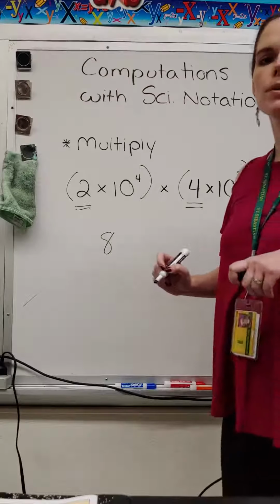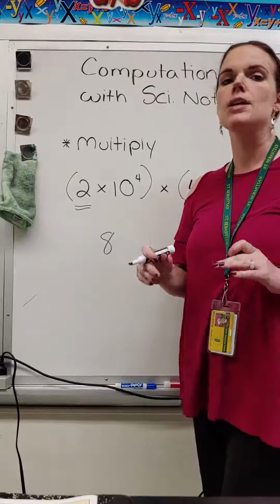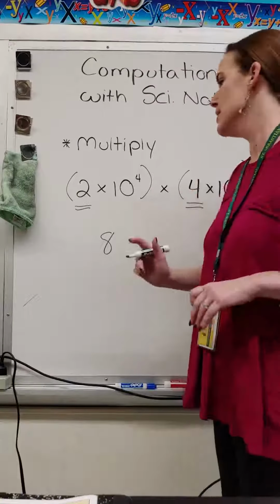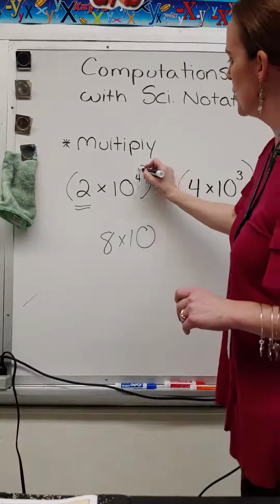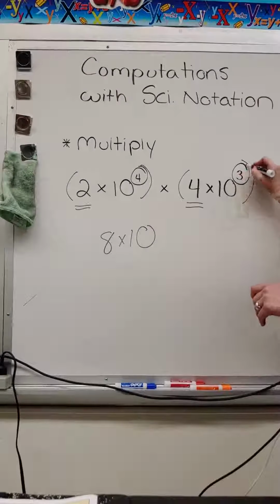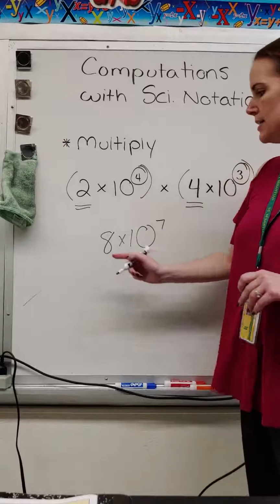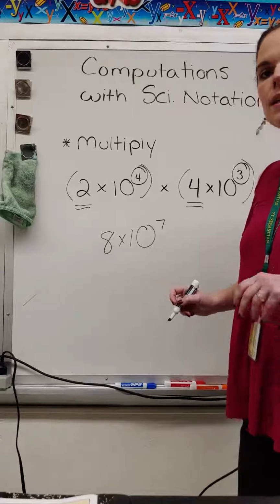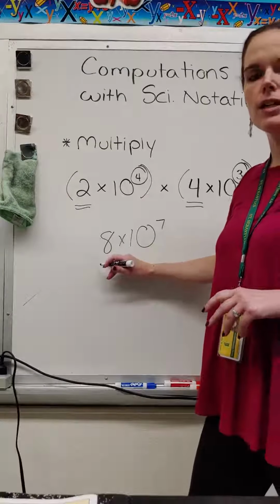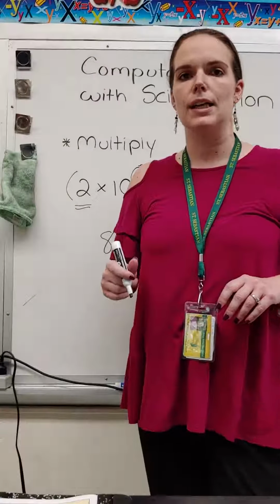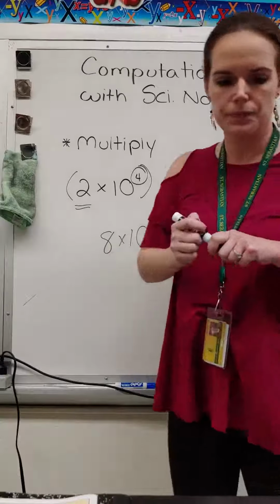And hopefully you remember from our multiplying, when you have the same base, you just add the exponents. So you're going to have 8 times 10, and then you look at this: 4 plus 3 is 7. So your answer is 8 times 10 to the 7th. This answer is already in scientific notation. And sometimes when you do that, you're going to get lucky, and your answer is already going to be in scientific notation.